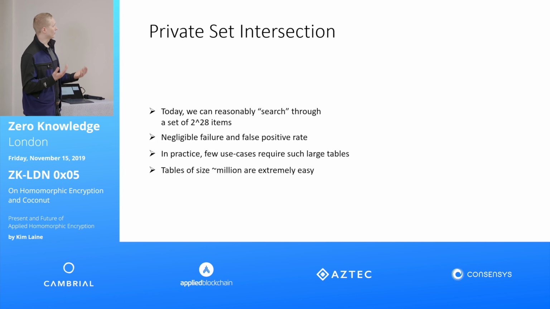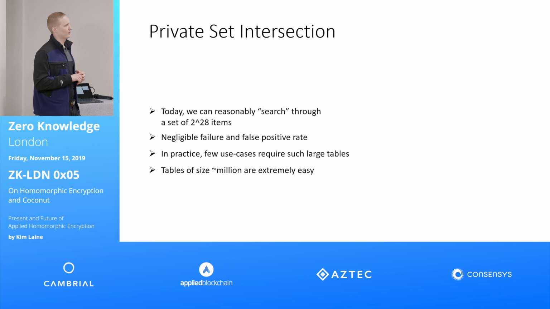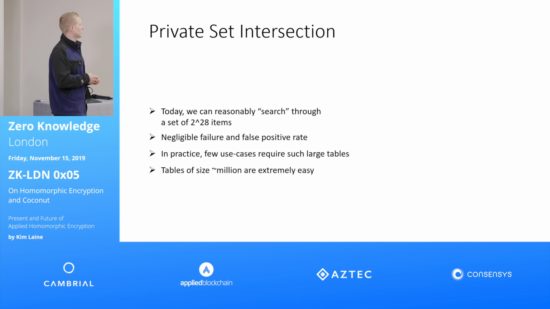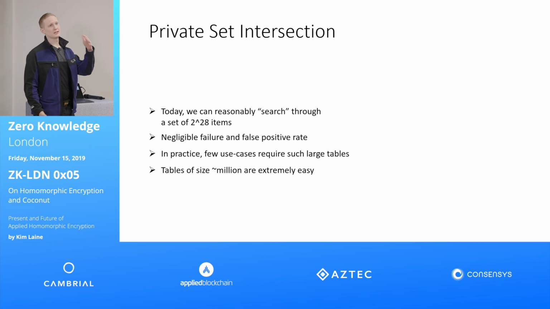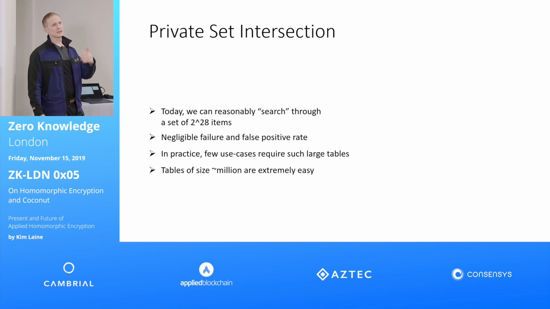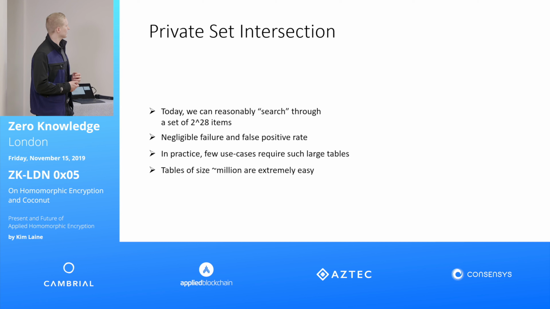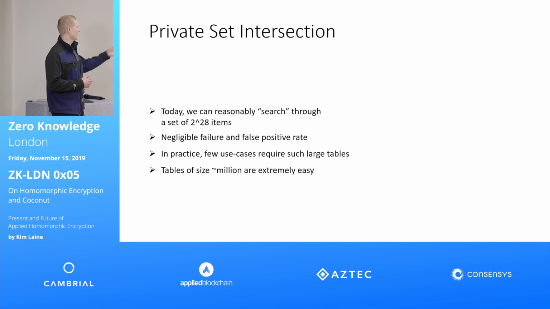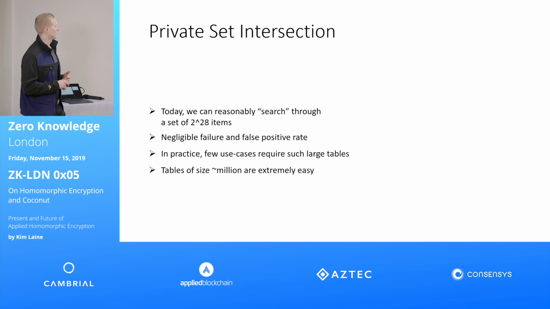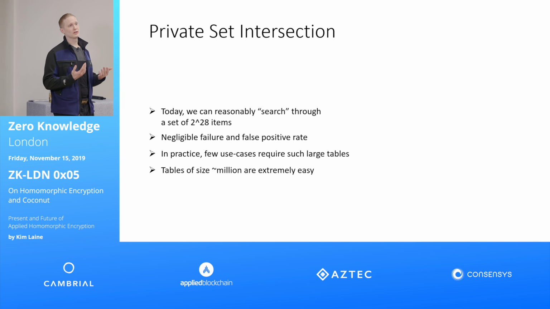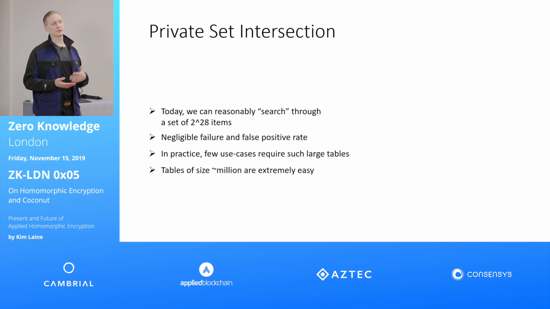And today we can actually reasonably search through a set of at least 250 million items. So this technology stretches pretty well actually to quite large datasets. I would say searching from a billion size dataset is totally possible. And in fact many use cases don't involve such large tables. Usually when we would talk to customers about this, they would say, well, we have like 1 million items. And that sort of thing is very easy.